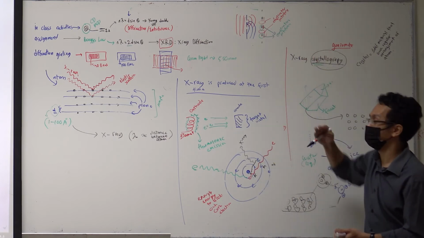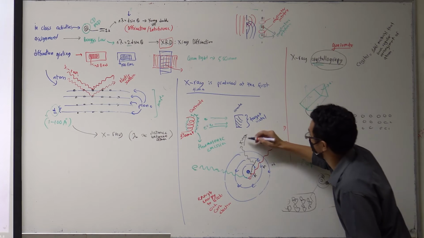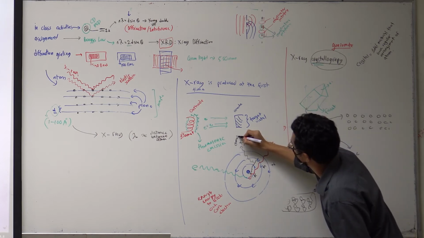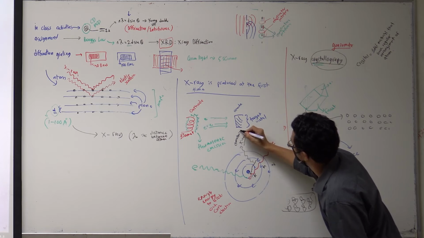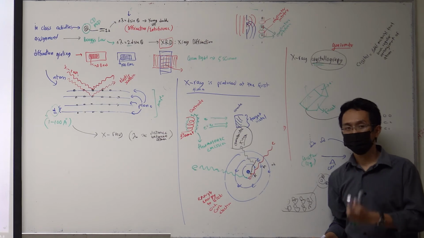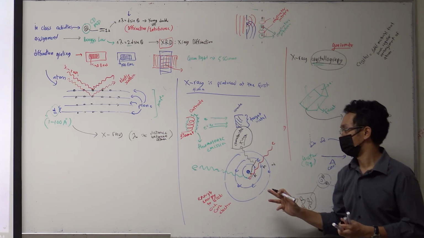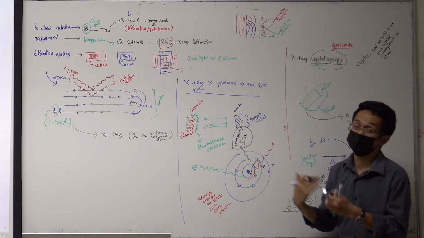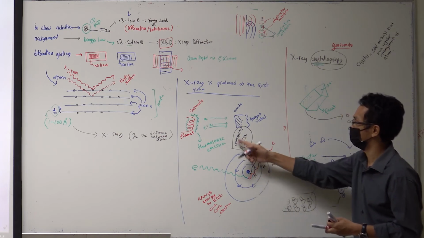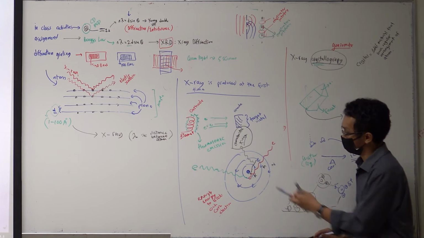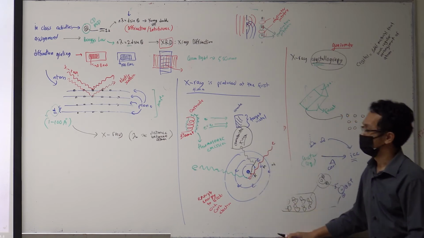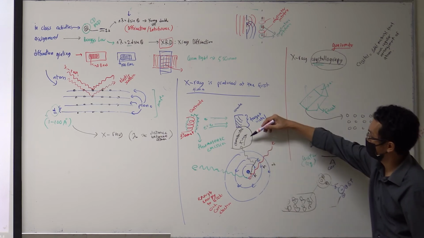It's like a cascade happening. So then it releases X-ray. This X-ray we call characteristic X-ray. Okay, why characteristic X-ray? Because different materials will have different characteristic X-rays, depending on how big the atom is and so on. So this is how X-ray is produced.